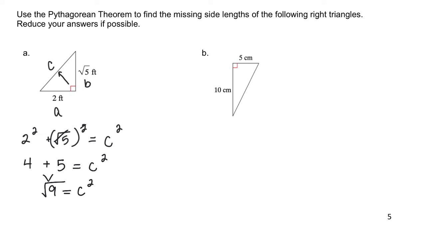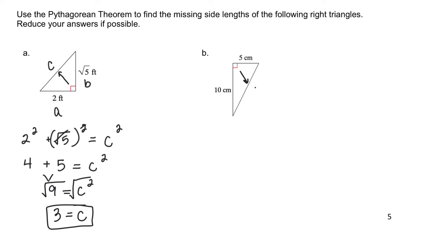And then we square root both sides. The square root of 9 is 3, so C is 3. When we get to this point, we still have C squared, and I want just C, so that's why we have to square root both sides. And then we're just simplifying the radical. The square root of 9 is 3. So that's all we have to do there.